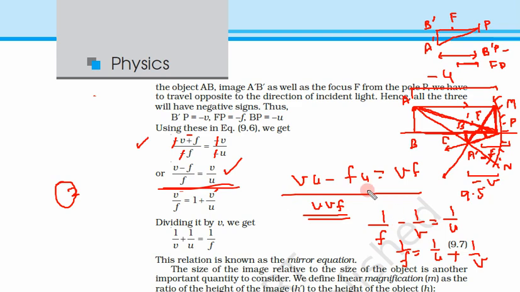So we can do either way. Either we solve in the way as this book has solved, or we can solve this way: first we cross multiply and then divide by u, v, f. Ultimately we get this equation, 1 upon v plus 1 upon u is equal to 1 upon f. This equation is called the mirror equation.